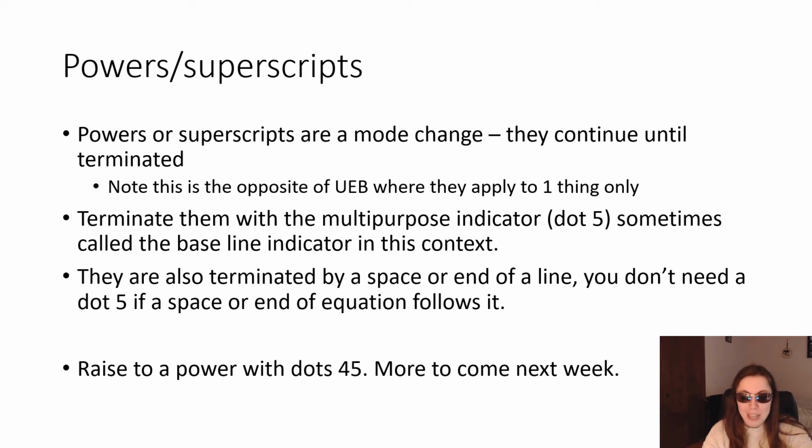Powers and superscripts can also be terminated by a space. We do not generally assume that a power continues through a space. So when there's a space in Braille, the power is done, the superscript is done. If you're at the end of an equation, the end of a line, that also ends it. You don't need to terminate at the end of lines. We're all about saving space. To raise up to a power, you use dots 4, 5, and that tells you that the next thing written is written up high. And again, it'll stick around for a while. We'll build on this more in future units.